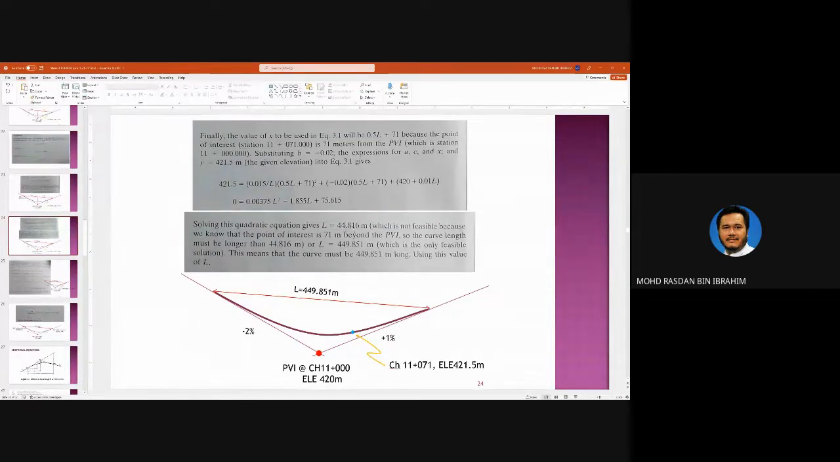So you'll get L equals 44.816, which is not feasible because we know that the point of interest is 71 meters beyond PVI. So the second value that you get using the quadratic formula is L equals 449.851 meters, which is the only feasible solution. So this means that the curve must be 449.851 meters long. Okay, so this is the value of L, 449.851 meters.